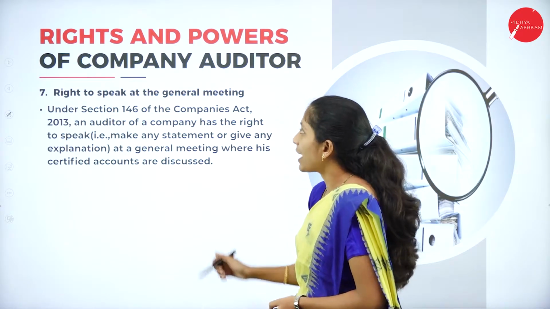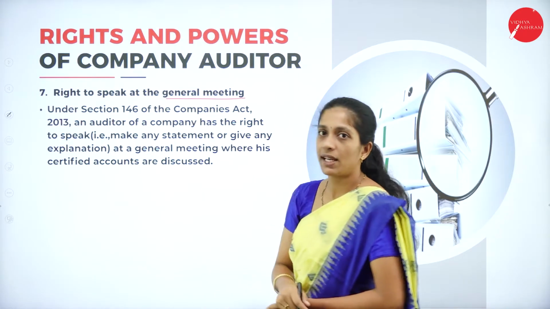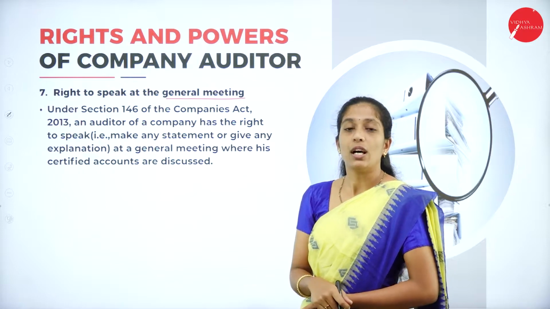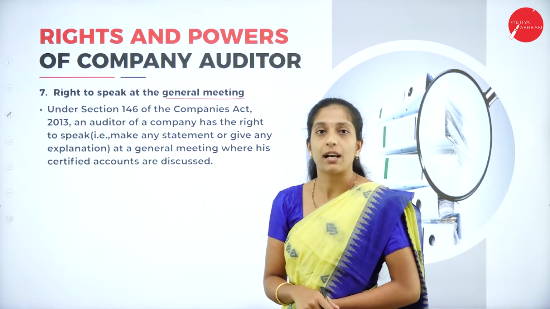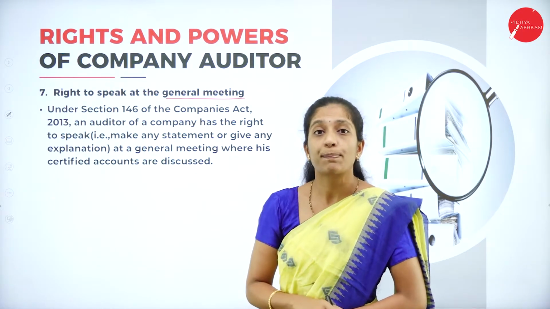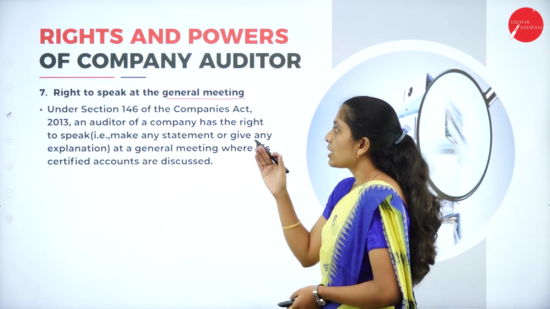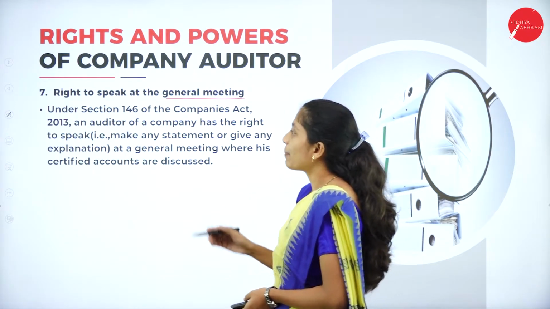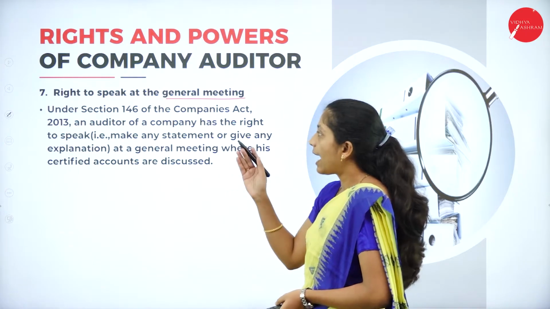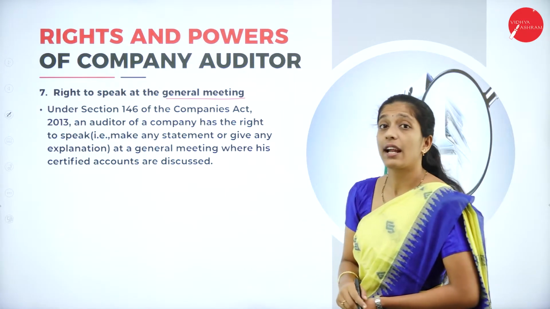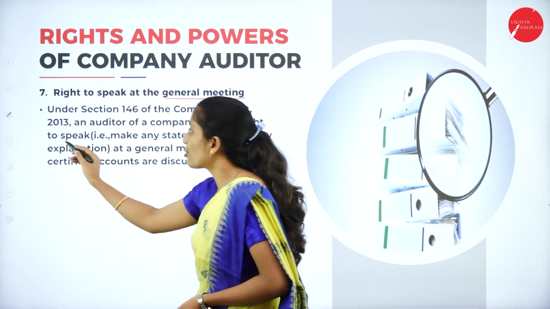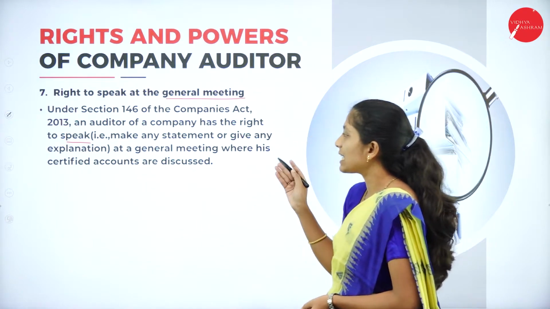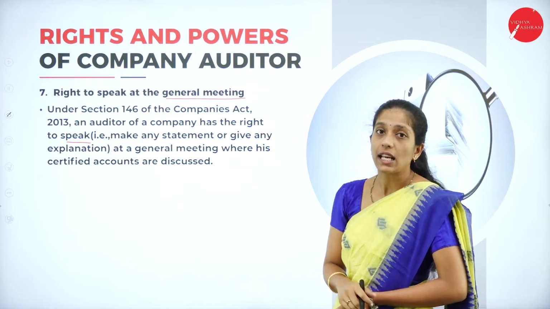And the next one is the right to speak at the general meeting. As I told you, an auditor is a part of the company, so he has a right to speak in the general meeting. Under Section 146 of the Companies Act 2013, an auditor of a company has a right to speak. He can make any statement or give any explanation.